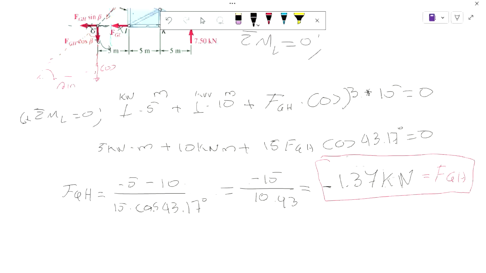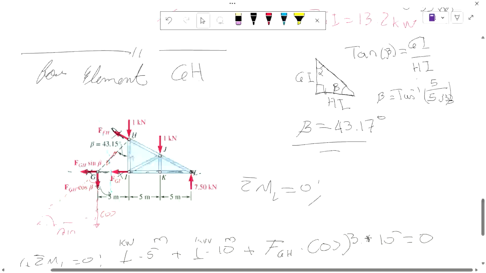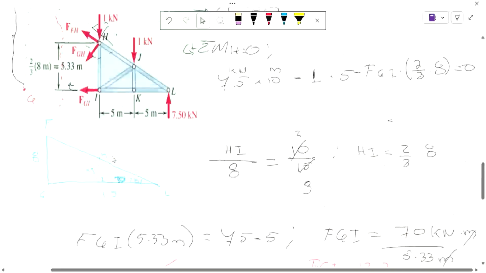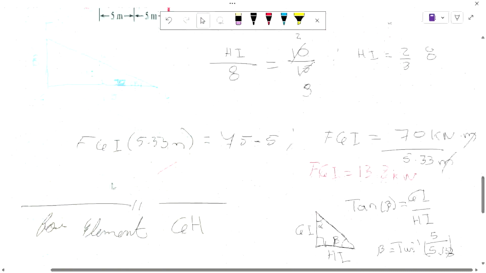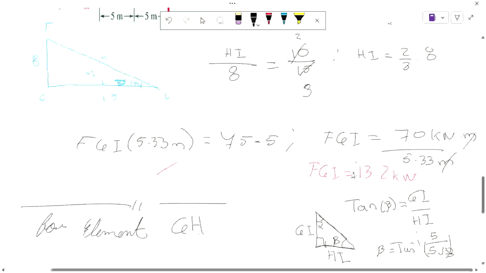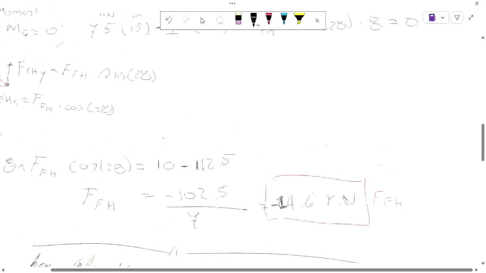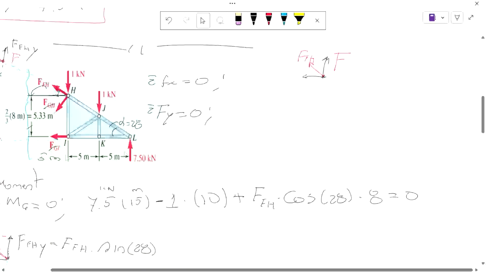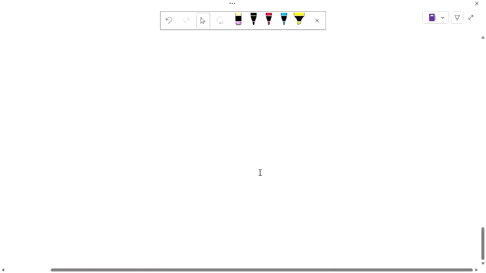Perfect, so we have solved for F G to H, which is only 1.37 kilonewton, and is in compression, so that's good. We have solved for G to I, which is positive, and we have solved for F to H, which is negative. We have a negative sign here. Okay, so that is how you solve for the three forces that they asked us to compute.